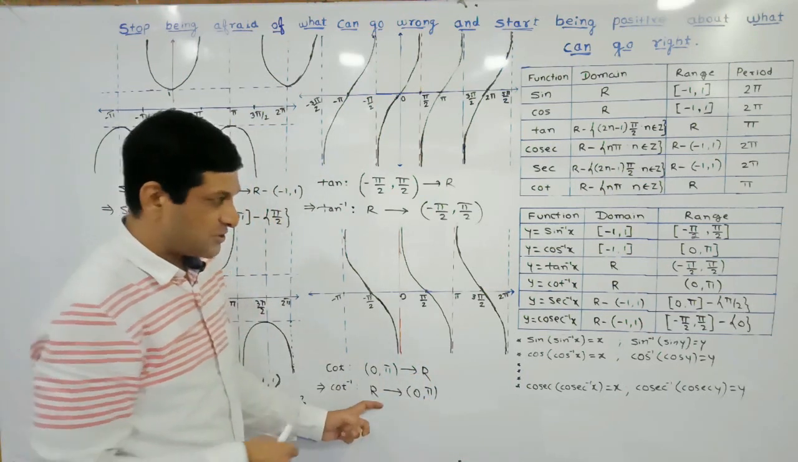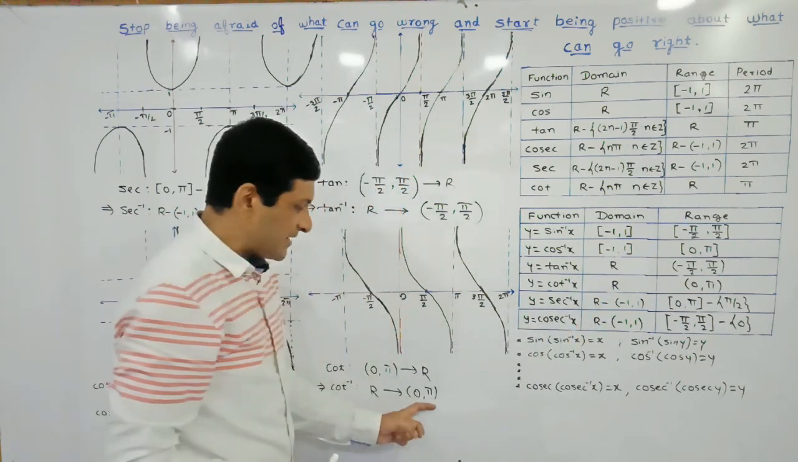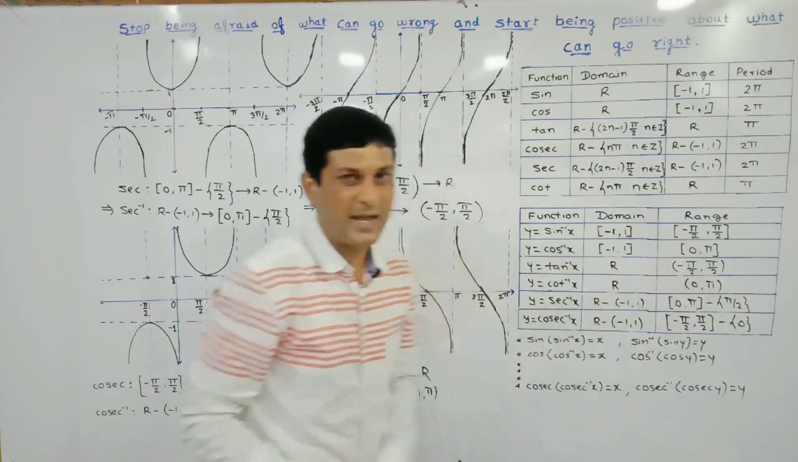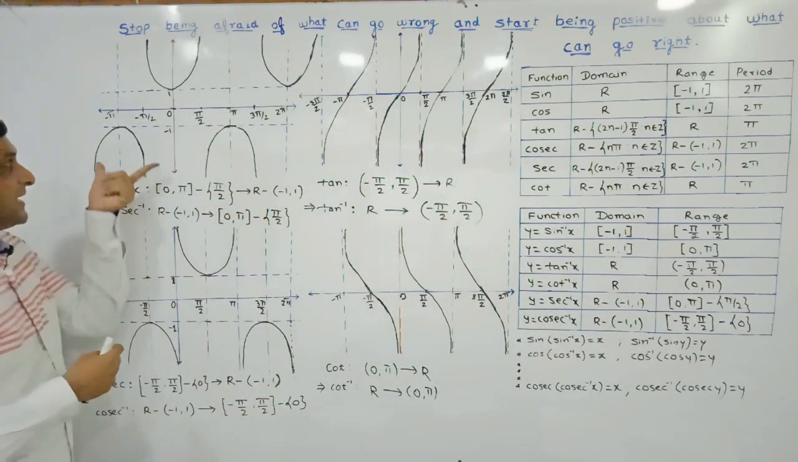So for this function, our domain is R and our range set is 0 to pi. Now let us discuss the next very important function, that is sec.